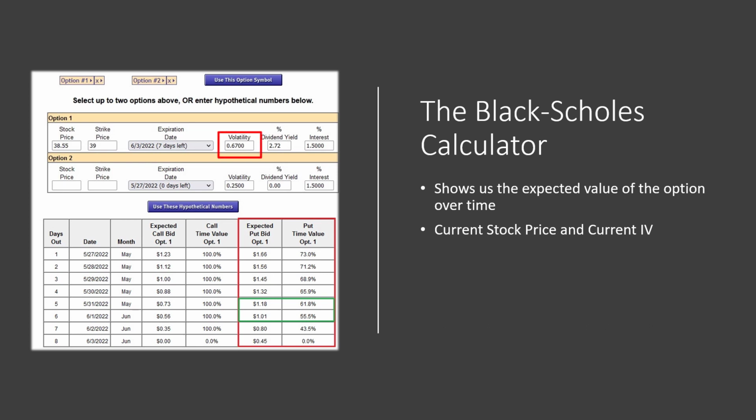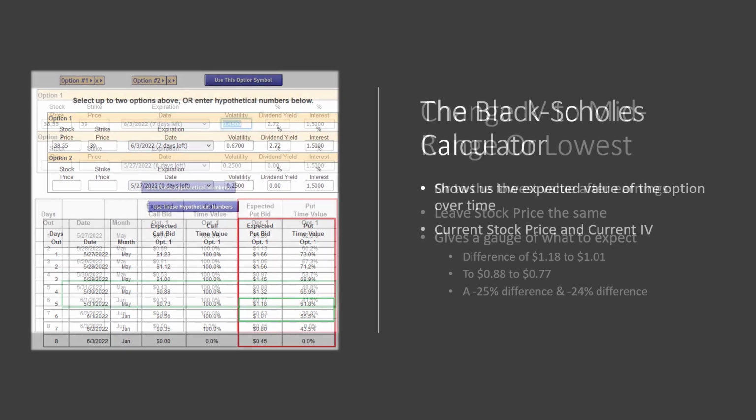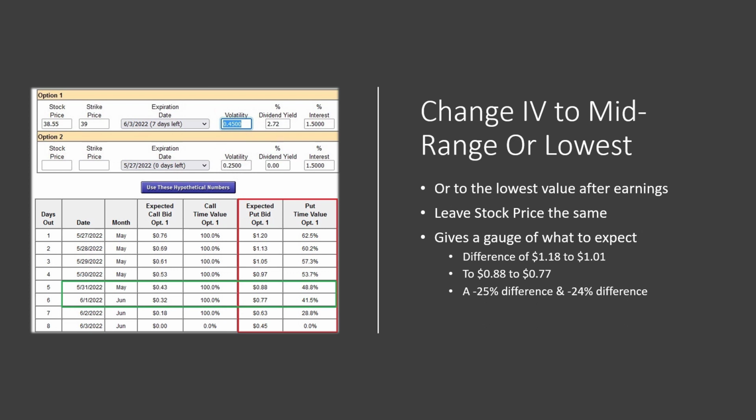But I want to determine what is my expected flux in IV and what is my expected decrease in expected value of my options when I make that change. On the calculator tool, we'll just go ahead and change that volatility number for the option we're researching to either the lowest value in the worst case scenario of 0.28, which we saw on the research page, or somewhere in the mid-range. Let's take a value of 0.45. I'm going to leave the stock price the same, expected at 38.55. And this gives us a gauge of what to expect.